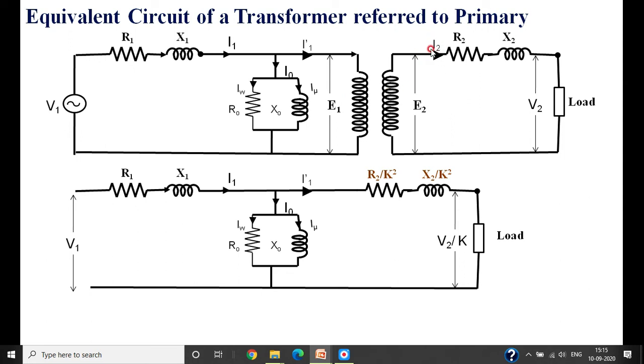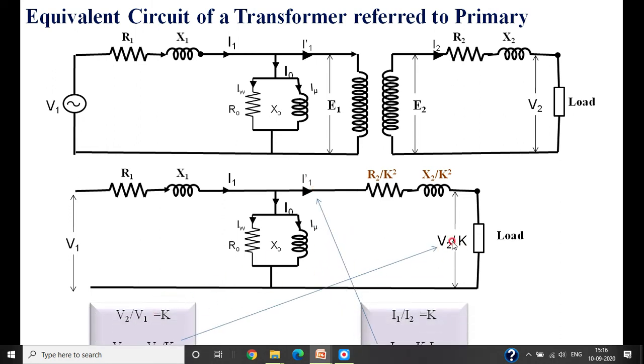Similarly, I2 in the secondary is equivalent to I1 dash in the primary. Then how exactly are you getting this V2 by K, I1 dash? I will show you here. Simple, here is how we are getting this.